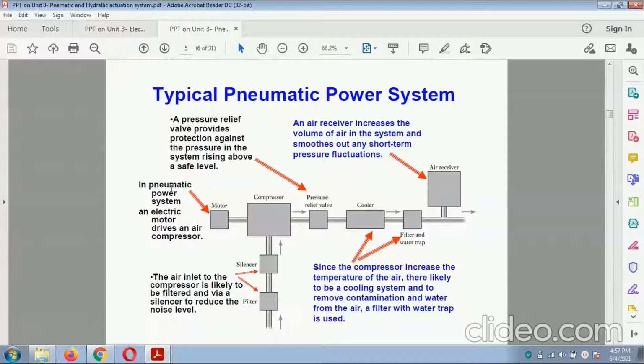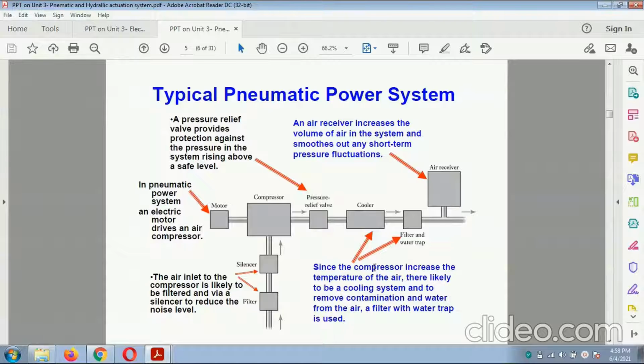The motor. In the pneumatic power system, an electric motor is used to drive the air compressor. This is the compressor. After that it goes to the relief valve. A pressure relief valve provides protection against the pressure in the system rising above the safe level.